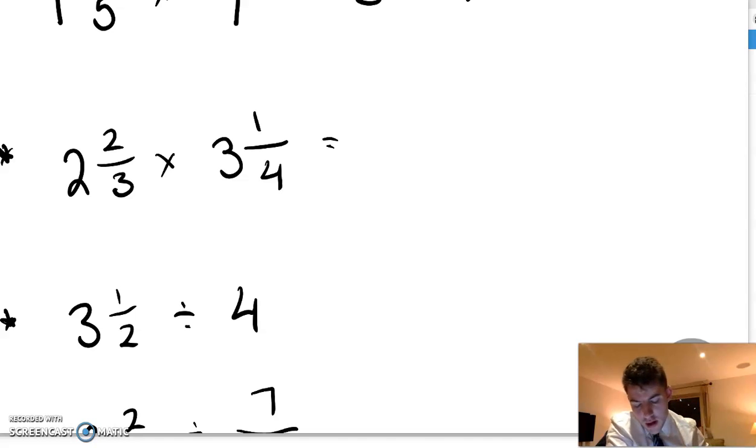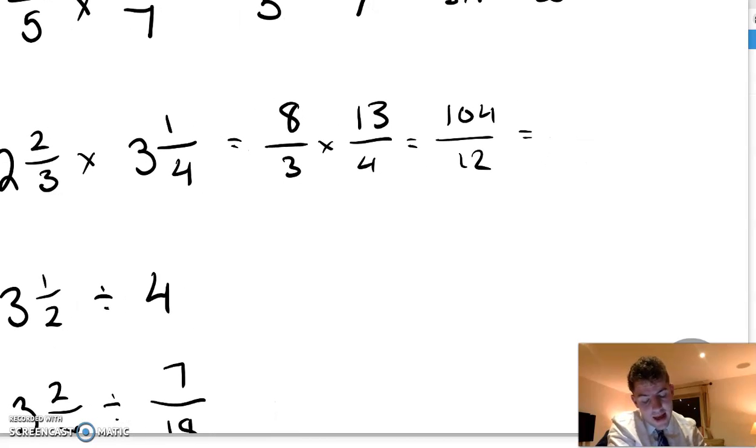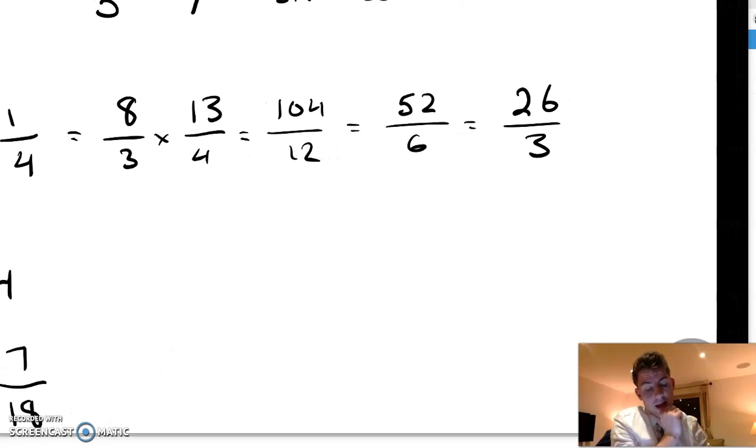Okay, question 2. Convert them all to improper fractions, so we're going to get 8/3 times 13/4, and that's going to give us 104/12. Can that be simplified? Yes, we can simplify that down to 52/6. And if we can go one more, 26/3. There we are. And at the end, we can convert that to 8 2/3.